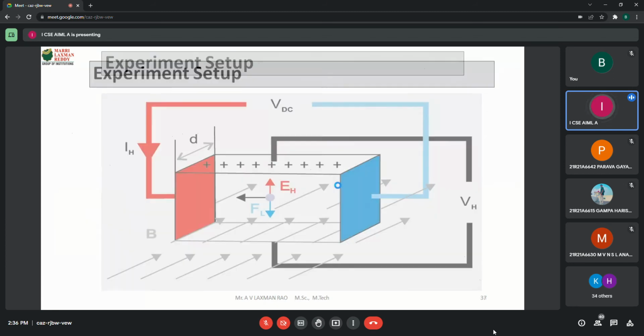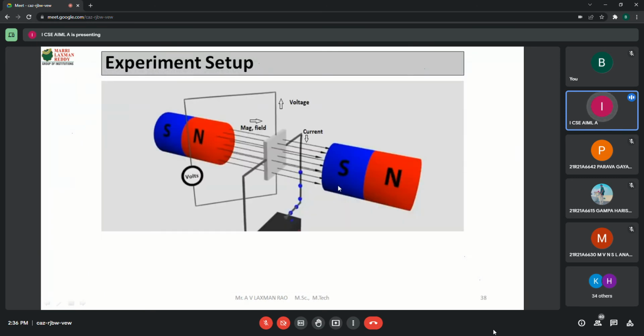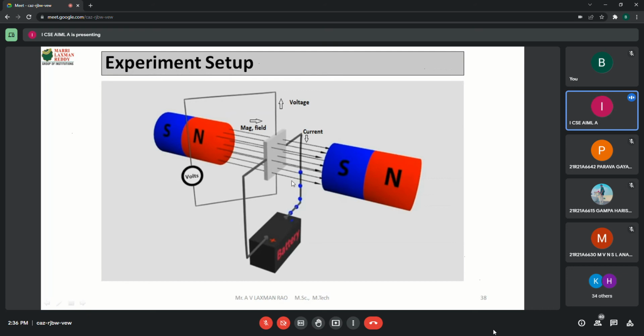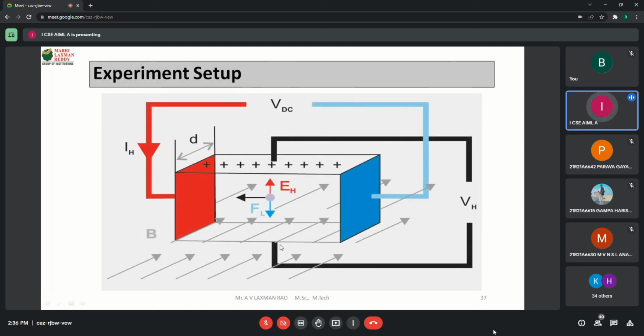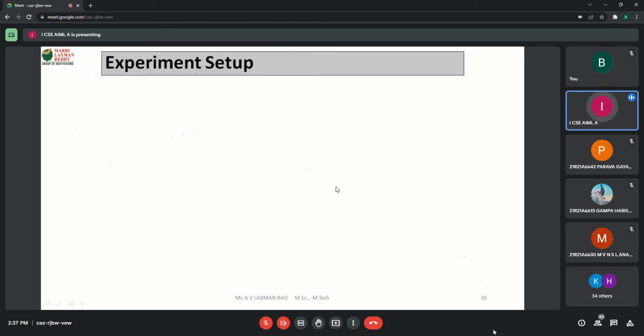This is Hall effect. You need not draw this diagram, it is just for understanding purposes. Actually, I have taken this as such. But the actual diagram you have to draw is this one only. Is it okay? This diagram only you have to draw. Statement, what is Hall effect, what is Hall electric field, this diagram, and the working of Hall effect.